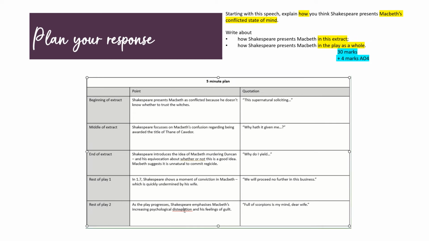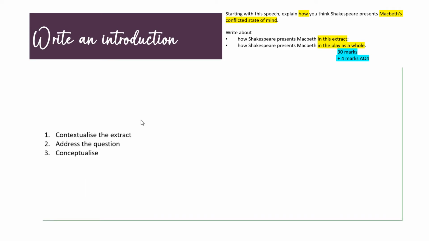Okay, so that is all we need to do for our plan, and then we would go on to writing the actual essay. Now that I've made my plan, I'm going to move on to writing my introduction. And in my introduction, I'm going to aim to do three things. Firstly, I'm going to contextualise the extract, so explain where it comes into play and why that's important. I'm going to address the question. Obviously, we need to answer the question in our essays. And I'm going to conceptualise, which means looking at the key concepts or the big ideas in the text.